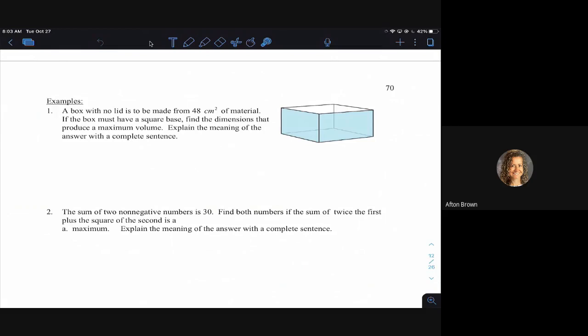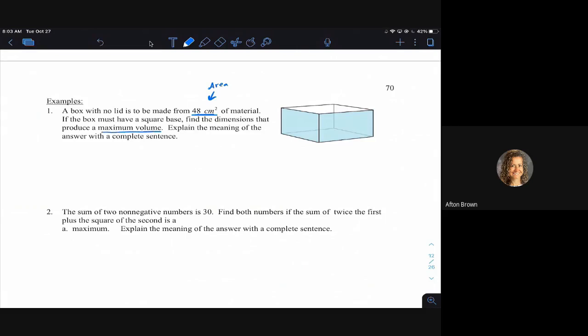Okay, so this question, the first example, it says a box with no lid is made from 48 centimeters squared material. Units are always helpful. So when it says centimeters squared, what is it referring to? Area, because those are units for area. So those units, once I see those, I think, okay, we're referring to area. That's our constraint. If the box must have a square base, find the dimensions that will produce the maximum volume.